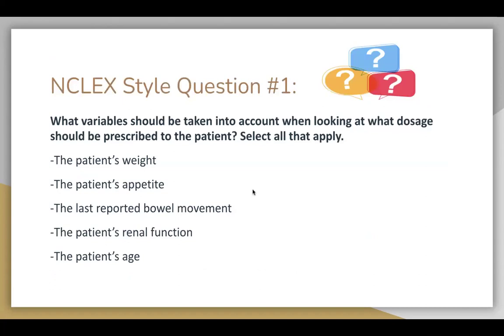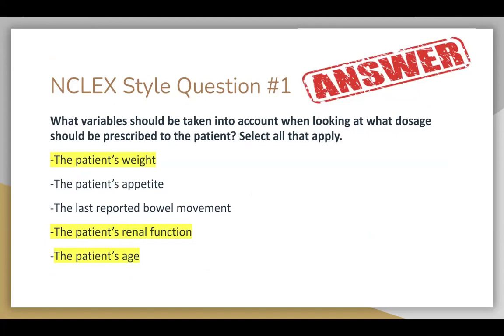Alrighty, so for the first NCLEX-style question, number 1: what variables should be taken into account when looking at what dosage should be prescribed to the patient? Select all that apply. The patient's weight, the patient's appetite, the last reported bowel movement, the patient's renal function, or the patient's age. All right, so the right answer for this one is the patient's weight, the patient's renal function, and the patient's age.